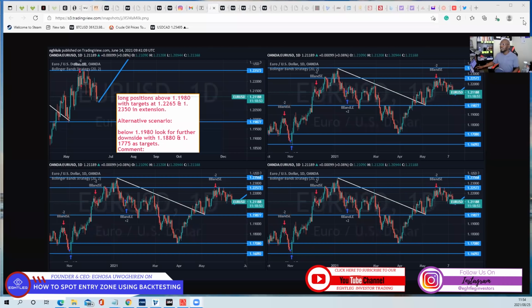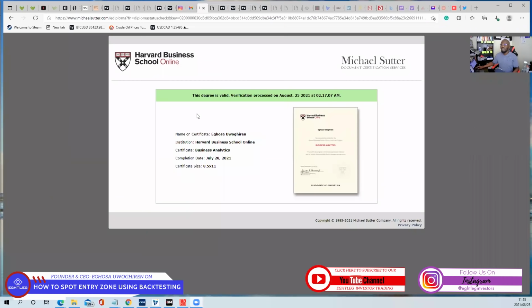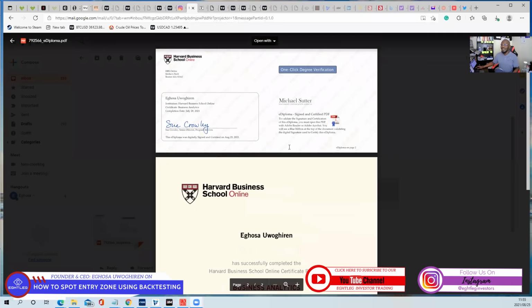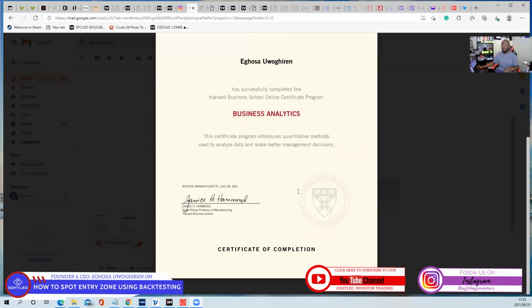Sorry, I almost closed this. Let's share this screen. I hope you can see me. This is not the chart I want to show you. Can you see me? This is the confirmation of the certificate I've had on Business School Online. This is the PDF copy that they just emailed to me, but they are mailing me the original copy.